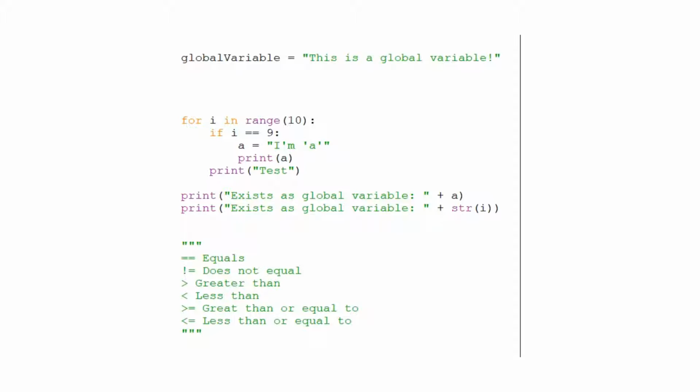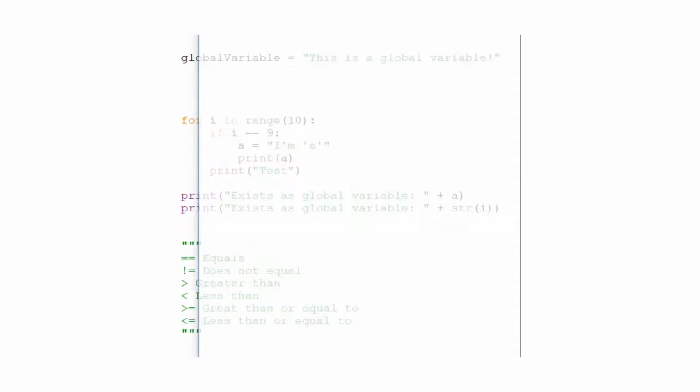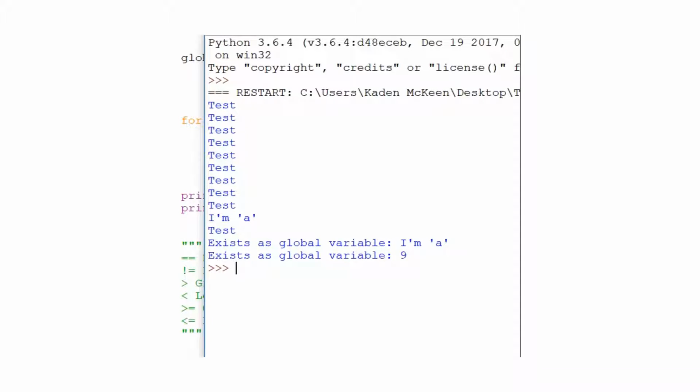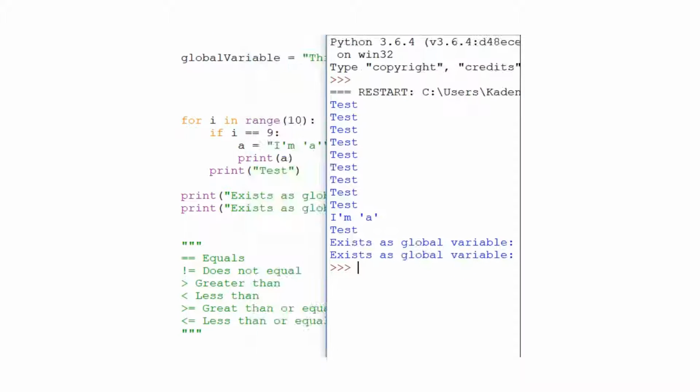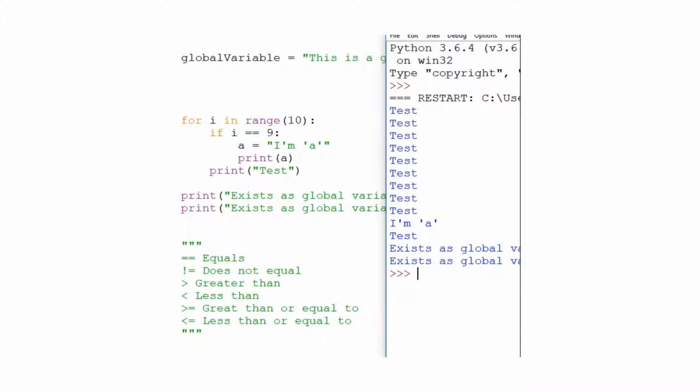Loops, functions, and if statements all end with a colon, and conditional statements don't require parentheses around them. Nested lines of code are separated by a tab, so the program knows exactly what is conditional. For example, the test will run no matter if i equals 9 or not. So you can see here that test is not a part of i equals 9, therefore it will run all 10 times.